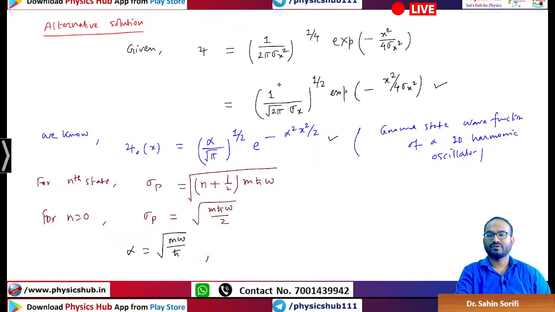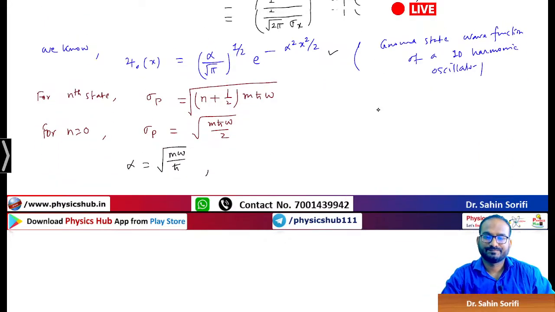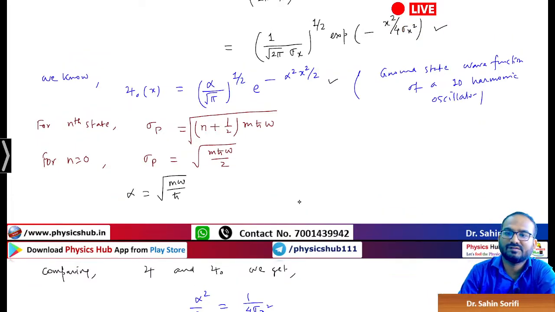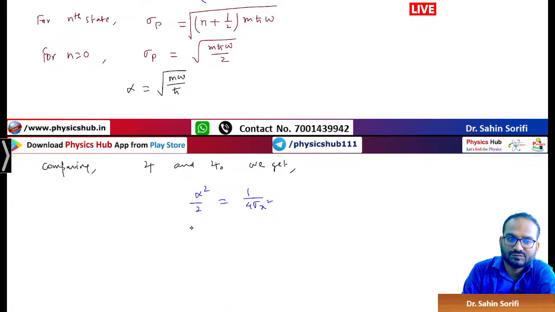Now from this what we can say, you see, comparing psi and psi naught, we get, you see, 1 by square root of 2 pi sigma x. So what we can write, alpha square by 2 is equals to 1 by 4 sigma x square. Can I write it? Okay, exponential part you compare. Alpha square by 2 is equals to 1 by 4 sigma x square, right? So from here you can get the value of alpha is equals to 1 upon root 2 sigma x.